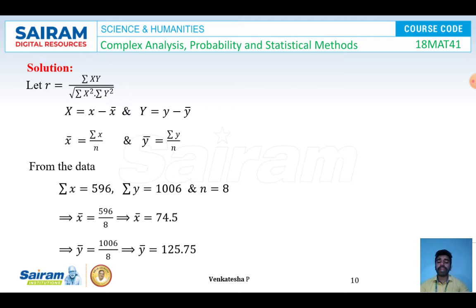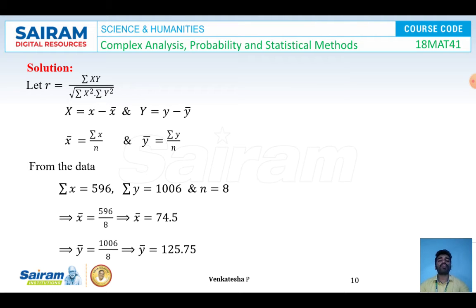Now we can calculate the mean of x and mean of y. The mean of x is given by 596 by 8. So I got x bar is equal to 74.5. Similarly, y bar is given by 1006 by 8. So I got the mean of y is equal to 125.75.